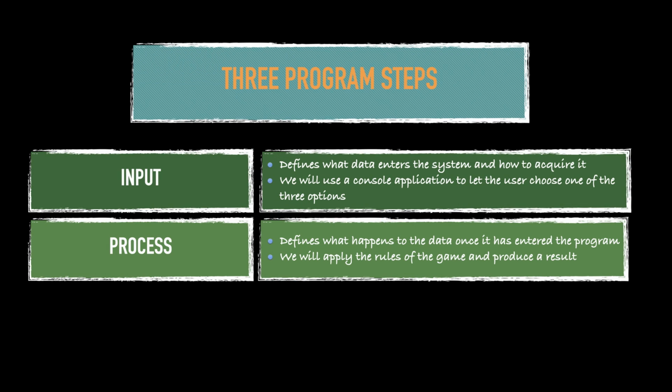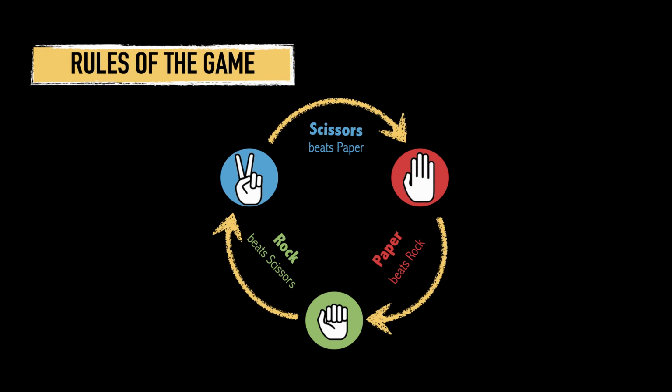In the process step, we have to define what happens to the data once it's entered into the system. For our game, we need to calculate the result of the match based on the user selection and some value generated by the computer. Once we have one of these 3 values, rock, paper, or scissor, we will compare it against a randomly generated value, which can also be any of these 3 letters. At this point, we have to use the rules of the game to process this input and define whether the user won, lost, or tied against the computer.